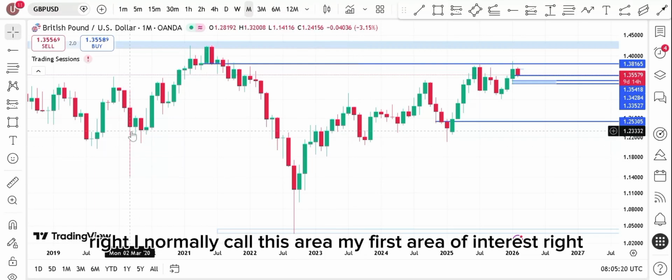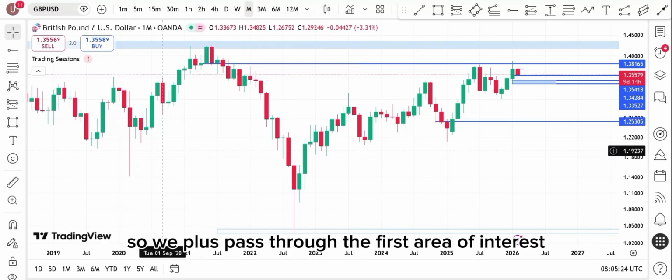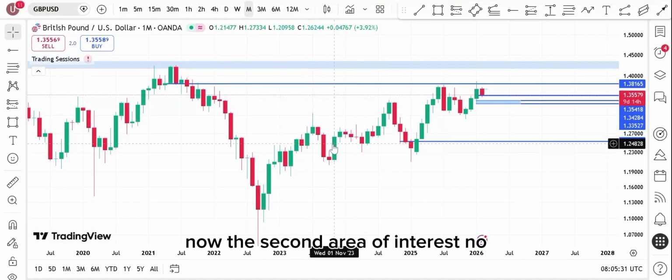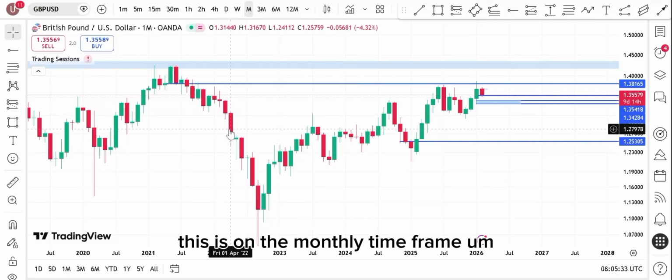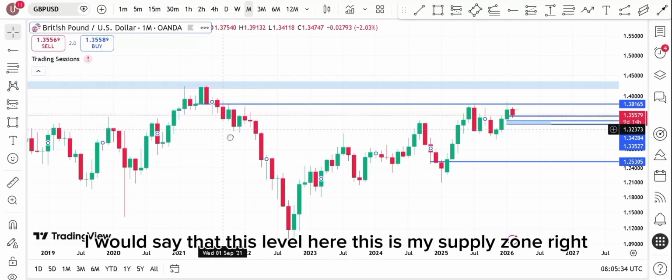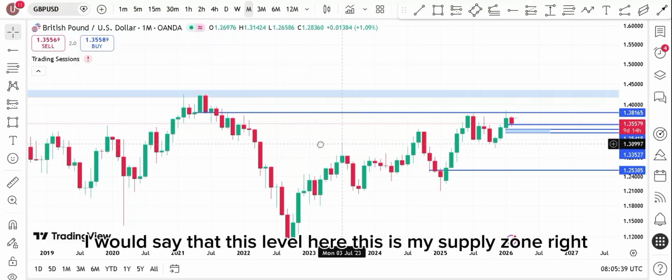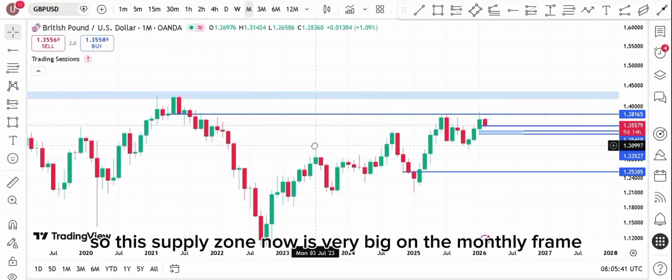Based on market structure, the market has now changed strength, right? I normally call this area my first area of interest, right? So we blasted past the first area of interest. We are heading to the second area of interest. Now, this is on the monthly time frame. I would say this level here is my supply zone, right? This supply zone is very big on the monthly frame.